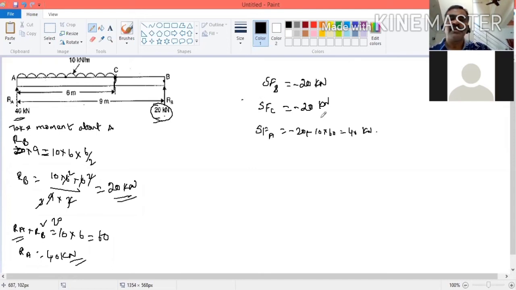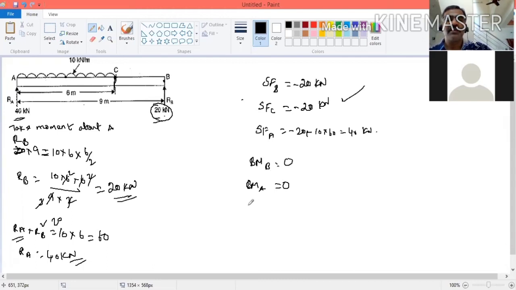We will start the shear force diagram afterwards. Now you find the bending moment at point B. I already told you, in case of a simply supported beam, what is the bending moment value? It is 0. What is the bending moment at point A? That also is 0. In case of a simply supported beam, at the supports, bending moment is equal to 0.